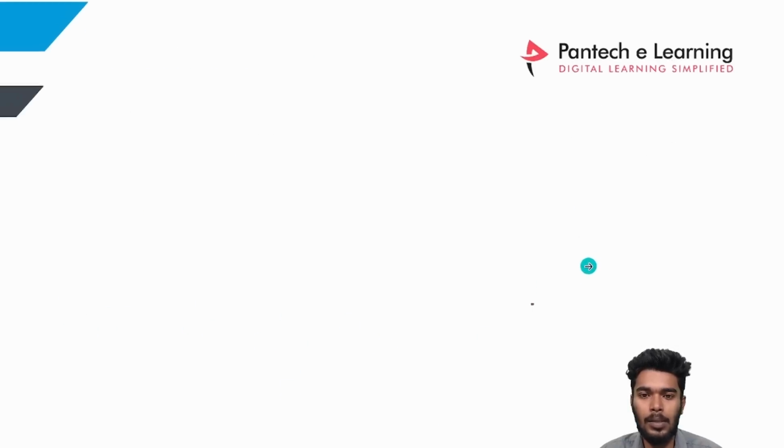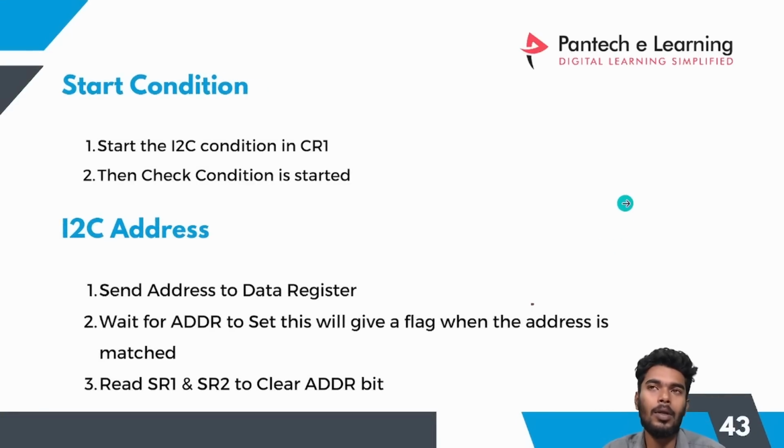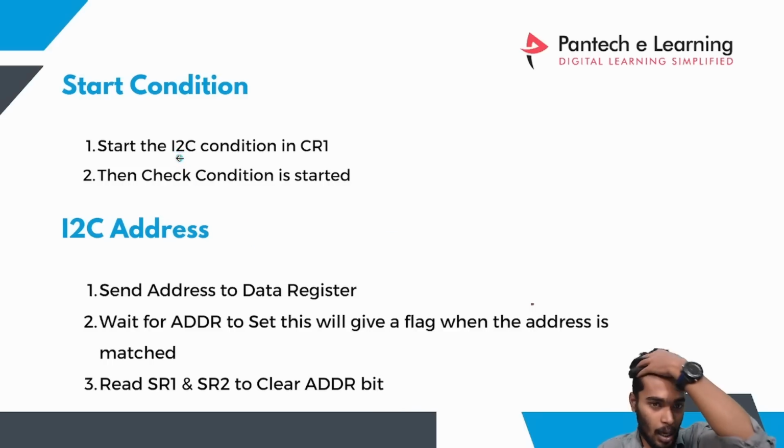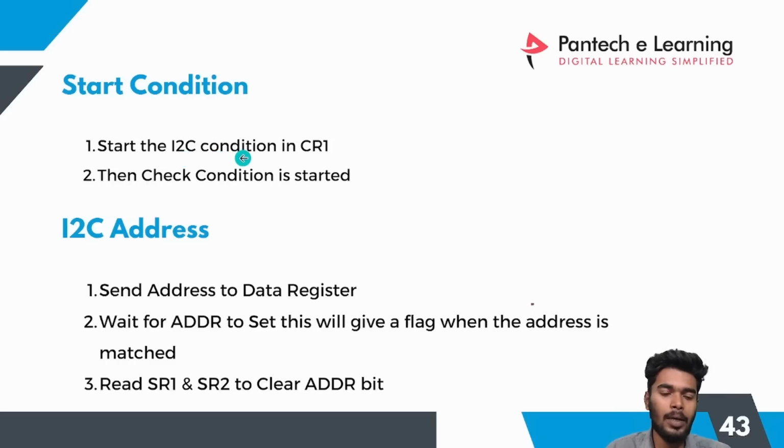Okay, so next we will get into the start condition. Start condition I2C, and we are going to find the start condition and the I2C address. So what is the start condition? We have to start the I2C condition, the start condition, in control register 1. Then we have to check whether the condition has started or not.